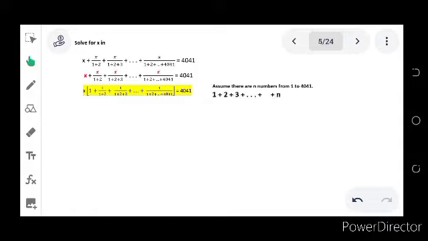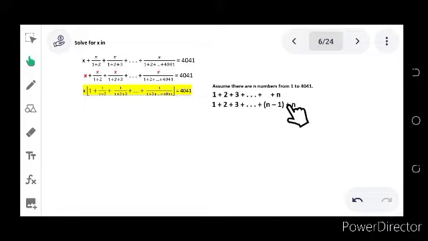So that would be 1 plus 2 plus 3, so on and so forth until n. Because again, there are n numbers from 1 to 4041 as we assumed. Now, what should be before n? Notice that there's a space here. Remember that for any number, the number before it is 1 less than that number. So the number before n should be n minus 1.